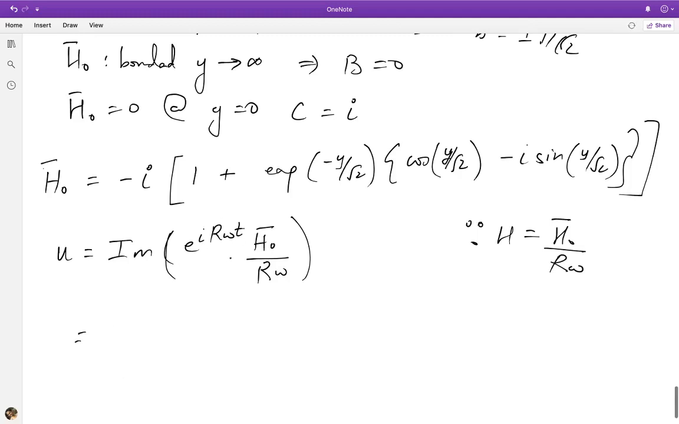Okay, so now I can write it out by again using the Euler identity for the exponential, multiplying it with the solution here, and then taking out only the imaginary components.